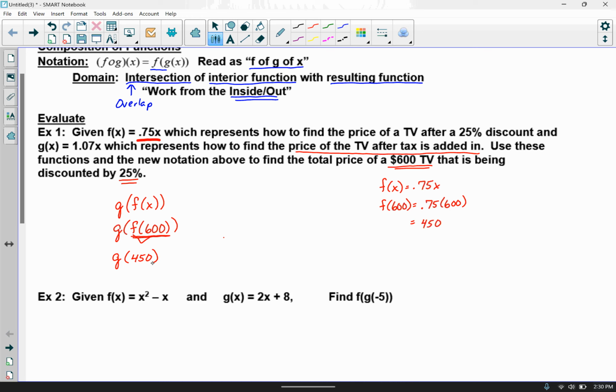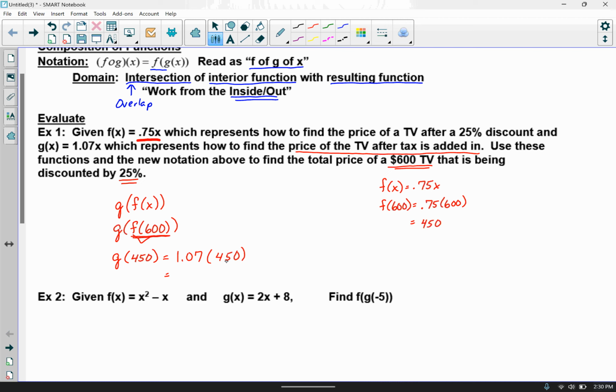So essentially, after we've taken the discount off, the $600 TV is now $450, and our out the door price will be after we pay tax on it. So that's what the g function is going to get for us. That g of 450 now says go to your g function. Everywhere you see an x, you're going to plug in 450.